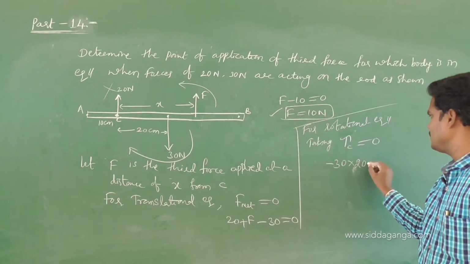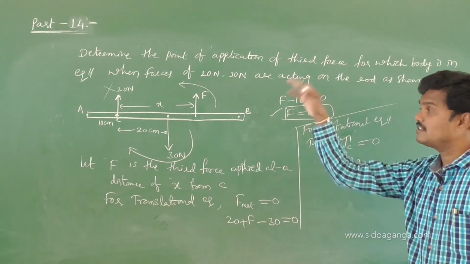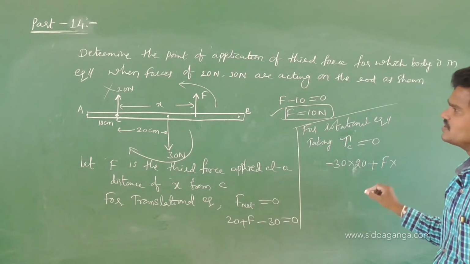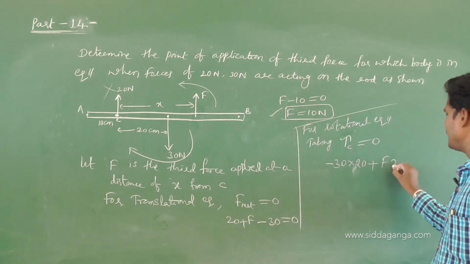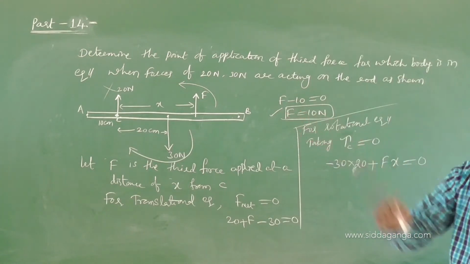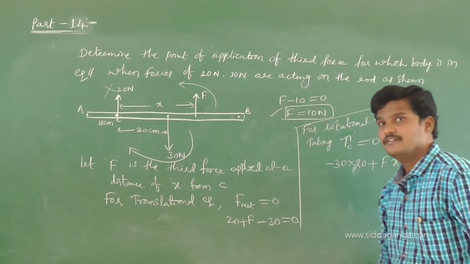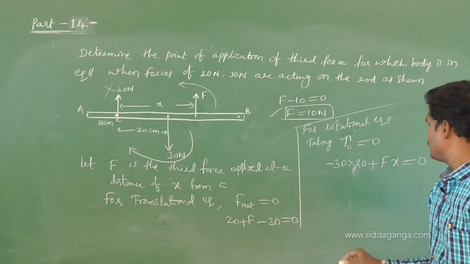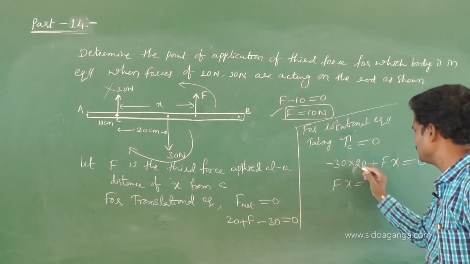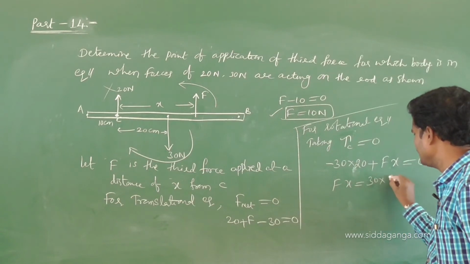And F I am writing plus. Why am I writing plus? Anti-clockwise. F into how much the distance? Fx is equal to 0. What is the perpendicular distance? x. From where? From C. So Fx is equal to 30 into 20.